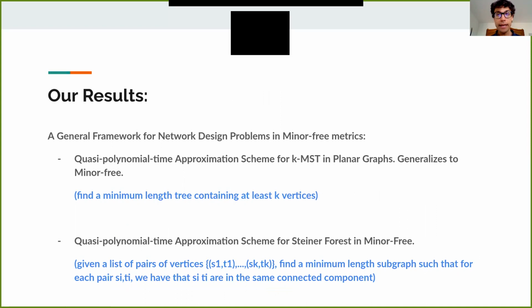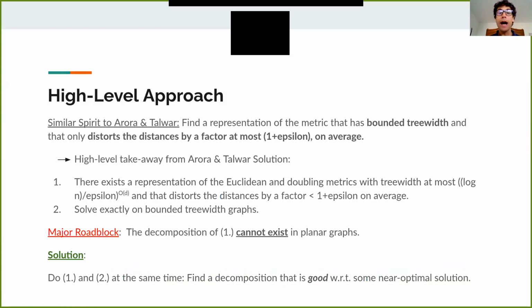So we are going to provide a running time of n to the poly log n, and get 1 plus epsilon for many network design problems, including KMST, for which getting the same bound for planar wasn't known before, and getting, for example, the first PTAS for Steiner 4s and Steiner 3 in minor 3 metrics. Okay, so now I'm going to try to give you the high-level approach and then go down into the details.